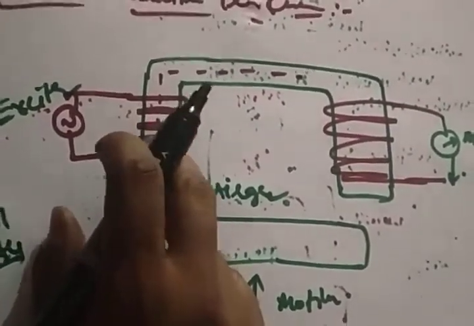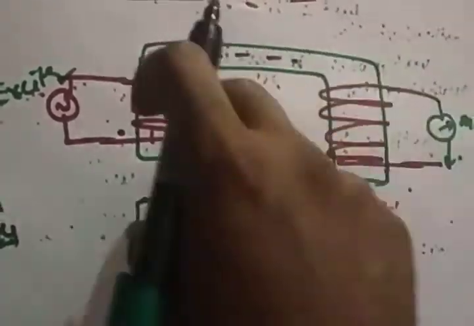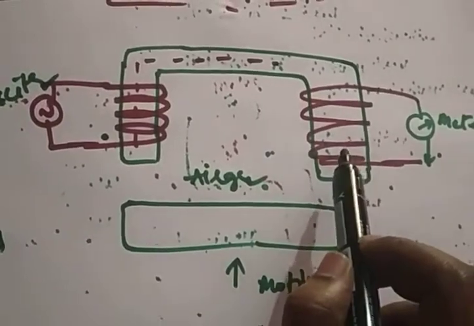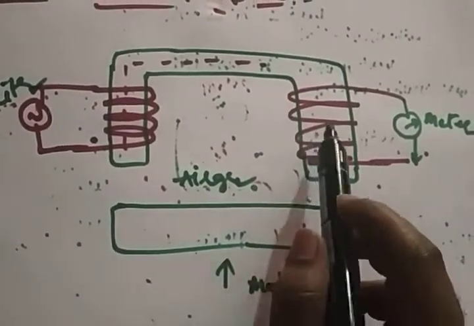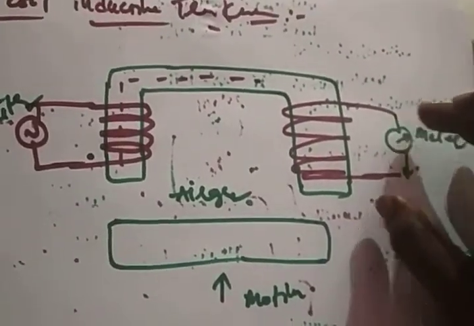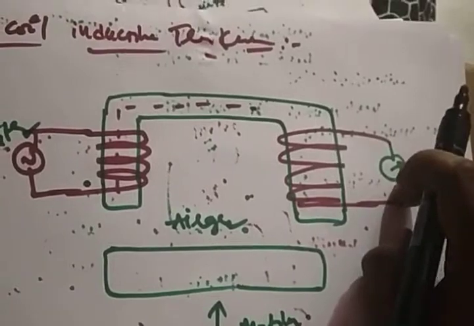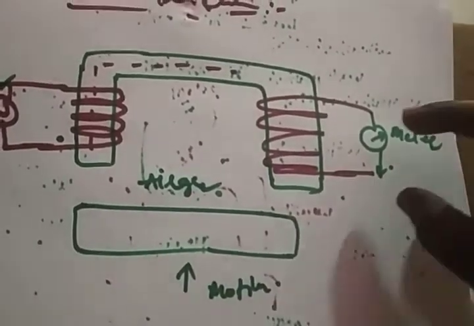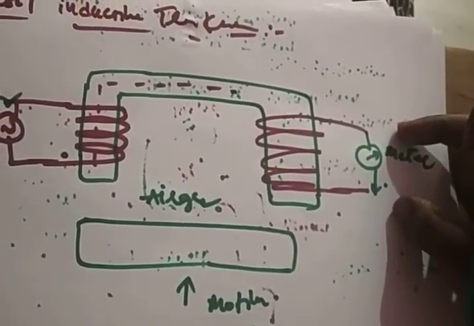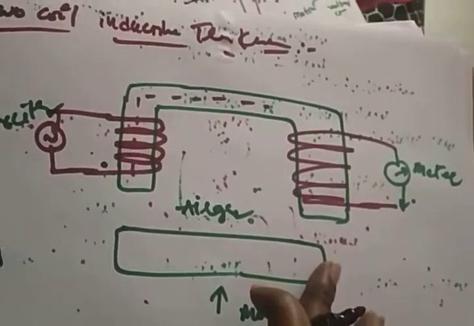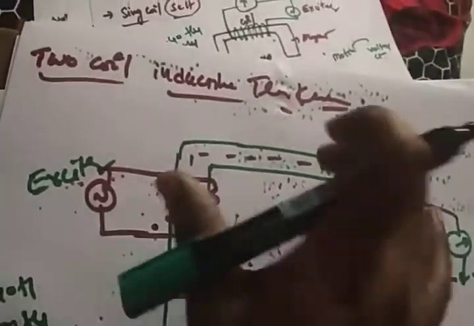The flux is magnetically coupled. These two coils are magnetically coupled, so the flux will travel like this and move here. Here also there is a change in flux, and due to that flux, some voltage will be generated. So whatever voltage you get in the meter is equal to the motion that you applied. That means the motion is converted to voltage, so we can call it a transducer. This type of transducer we call a two coil inductive transducer.